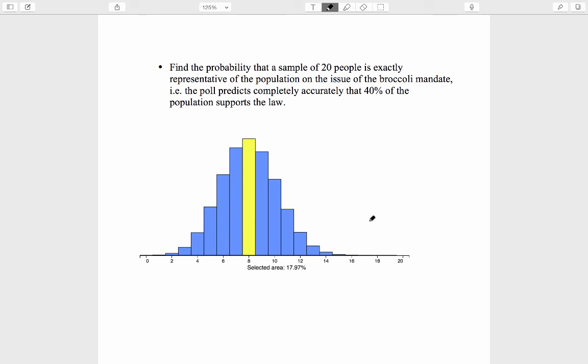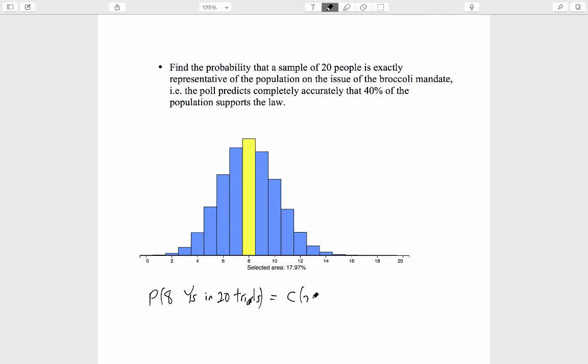Now let's study the effect of sampling 20 people instead of 10. Let's find the probability that a sample of 20 people is exactly representative of the population on the issue of the broccoli mandate. In other words, that the poll predicts completely accurately that 40% of the population supports the law. Here now is the histogram for the 20-person version of this experiment. So what is the probability that the sample of 20 people we take really is exactly representative of the population? That would require us to get exactly 8 yeses from the 20 people we ask. 8 yeses in 20 trials.